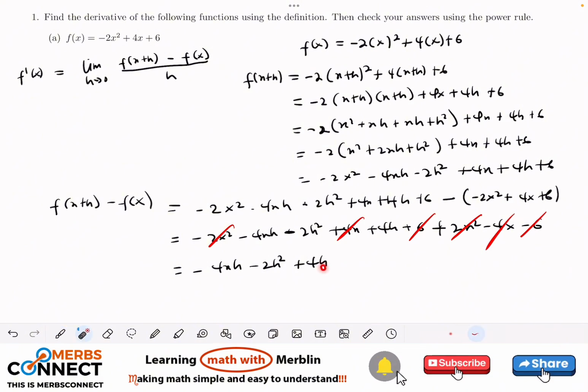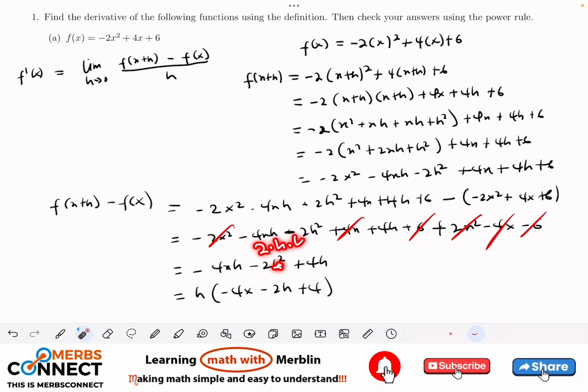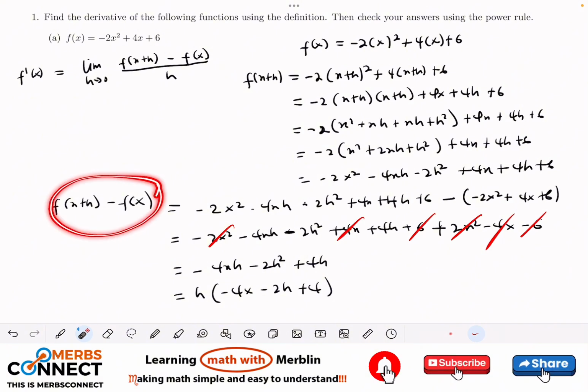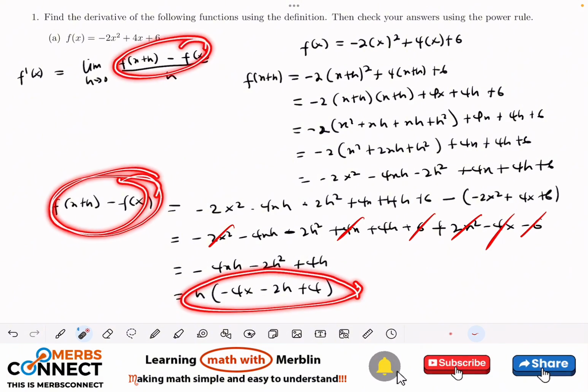Now I have h here, I have h here, I have h here. I can factor it out. So I'm going to have h times minus 4x minus 2h plus 4. So when I factor h out here, it will be left with minus 4x. This is like 2 times h times h. So when I factor one h, it will be left with 2h. And then when I factor h out, this is what's going to be left. So this is equal to what is here, and this is what is here. So I can replace by this.